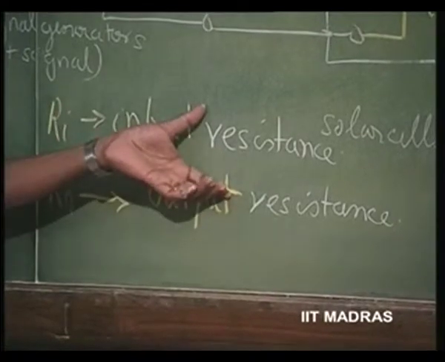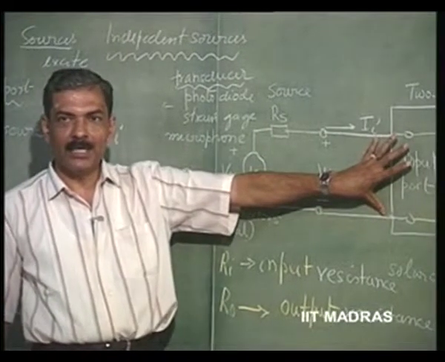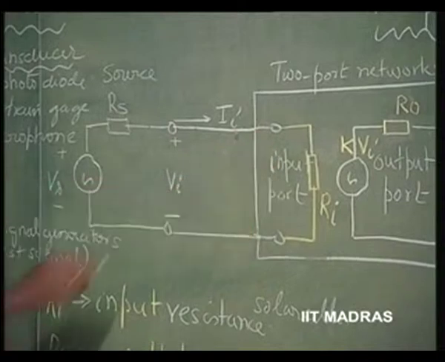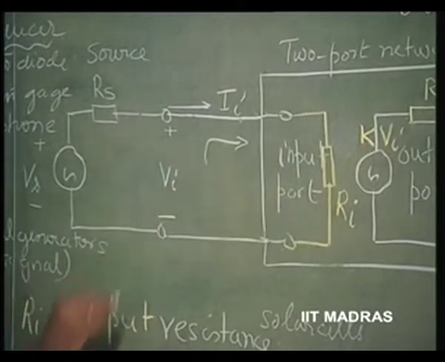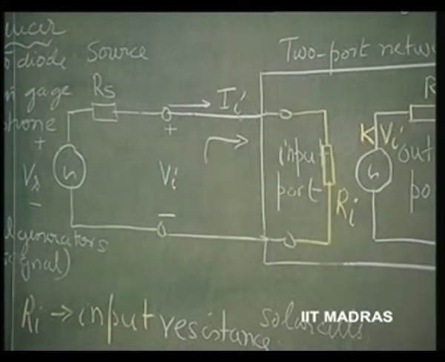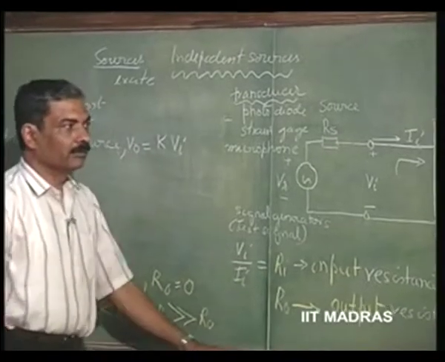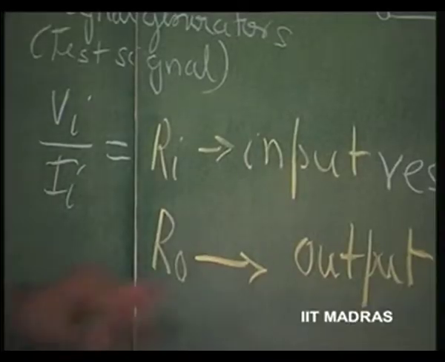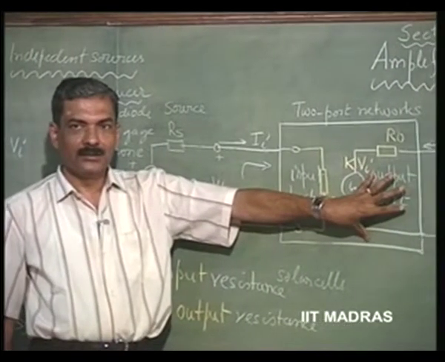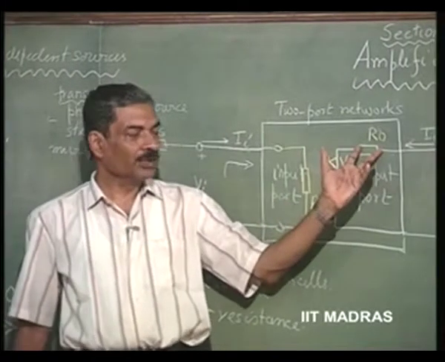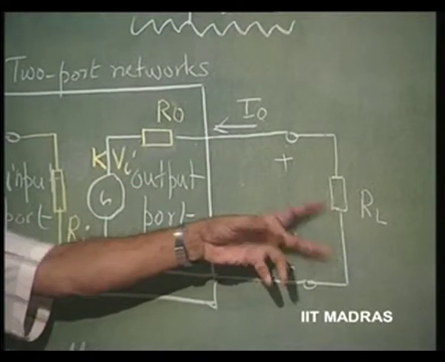Input resistance. What is input resistance? It is nothing but VI divided by II. Suppose I look at it here, the voltage across this is VI, and that divided by II is defined as input resistance. So, this is VI by II. And the output resistance is going to be very small compared to RL, then we call it a voltage source output.